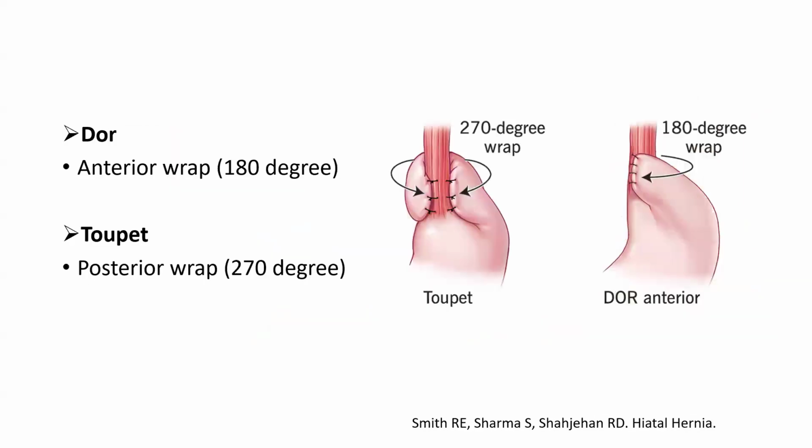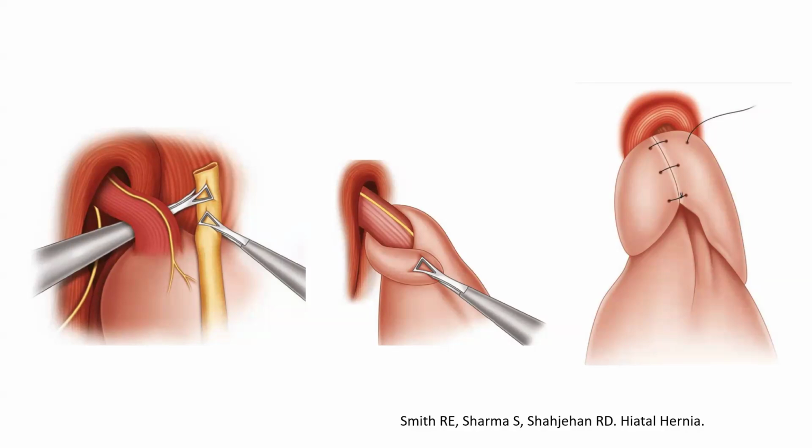Before, you didn't say something that is more important than just doing the fundal wrap. What is that? Most of the time the esophageal hiatus is very wide, so you will have to do a crural repair as well. You have to identify both the left and the right crus of the diaphragm, and then you usually put two sutures anteriorly and one suture posteriorly, so that the esophagus is snugly fitting, and then you do the wrap.